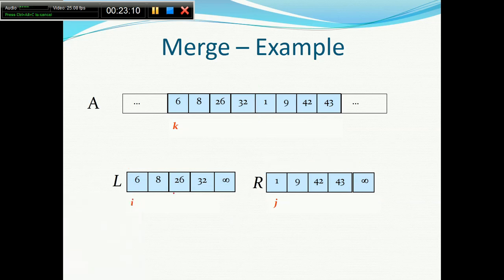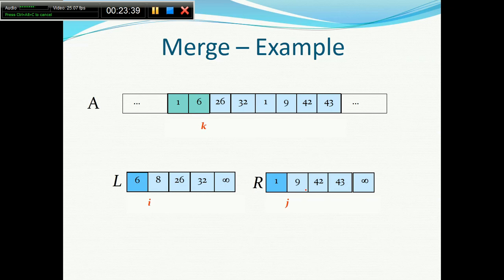Now I will start. Currently Li and Rj: Li is which element? 6, and Rj is 1. So which is smaller? 1 is smaller, so from the right array 1 will be copied to the original array. The j will increase and the k will increase respectively. Now again it will compare: Li is 6, Rj is 9. Which is smaller? 6 is smaller, so it will copy it from the left array, and i will increase and k will increase.